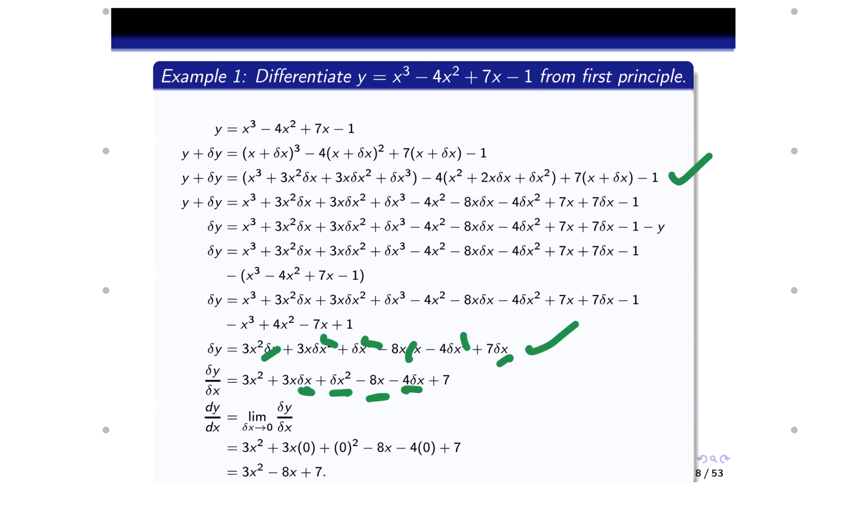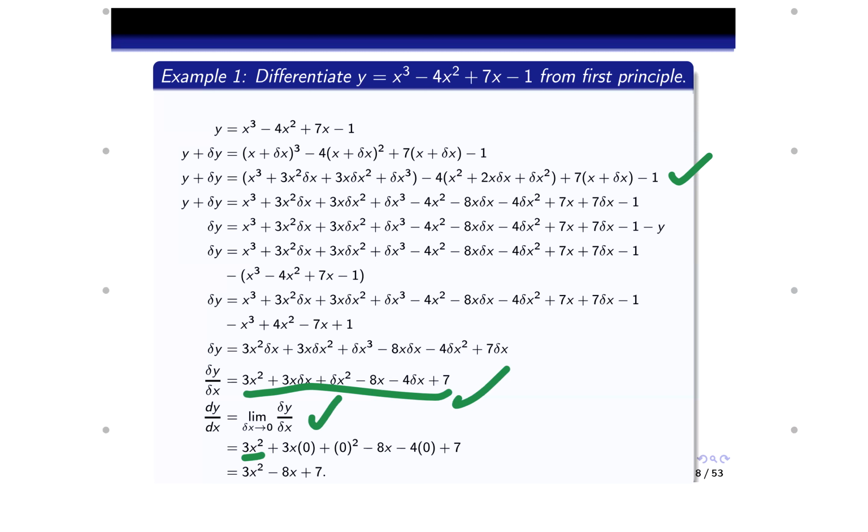So then you are here now. Now that you have delta y over delta x, you need dy dx. And how do you get dy dx? Dy dx is simply the limit of delta y over delta x as delta x approaches 0. That means that in this whole expression now, you put delta x to be 0. So that is what that limit means. So it means you have 3x squared plus 3x. And I told you, whenever you have a limit, the first thing you do is substitute the value directly.